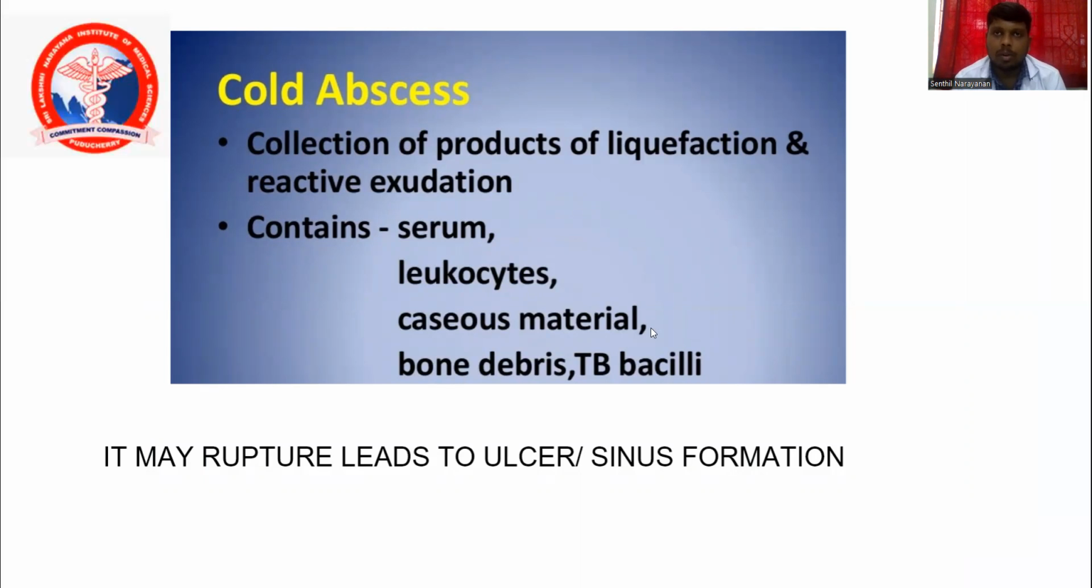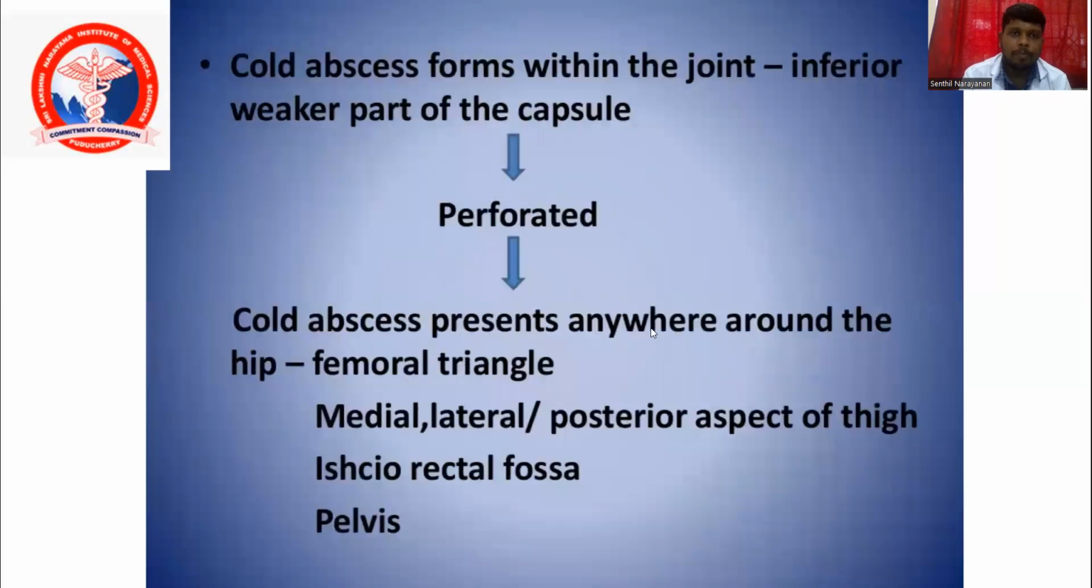So, different regions of cold abscess: cervical spine, thoracic spine, lumbar spine. All these regions have a particular tract where they can drain, leading to sinus formation or pain. Cold abscess forms within the joint, at the inferior or weaker part of the capsule, and it is perforated. Cold abscess presents anywhere around the hip, the femoral triangle, the medial, lateral, and posterior aspect of the thigh, the ischiorectal fossa, and also in the pelvis.